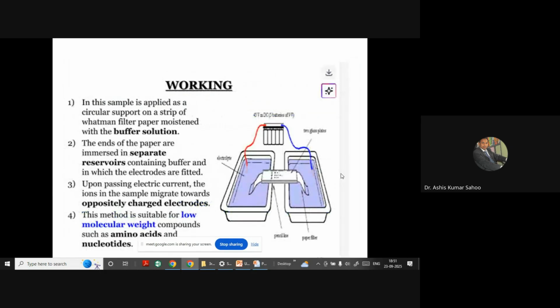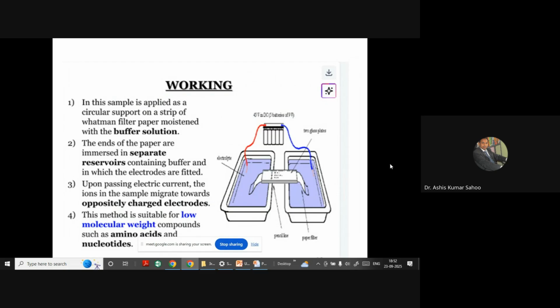So what does it mean? Fluorescent paper will be in the air, and the mixture will be cold, ordinary. You could apply the electric current, and this will separate. The sample is applied as a circular spot on a strip of Whatman paper moistened with water. So the Whatman paper will be moistened with the proper solution.